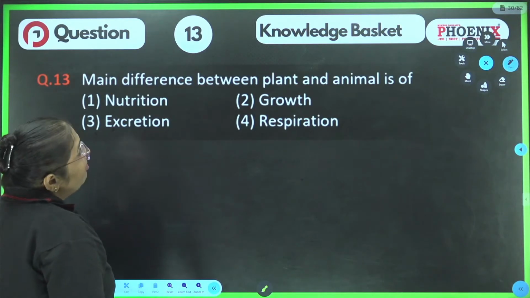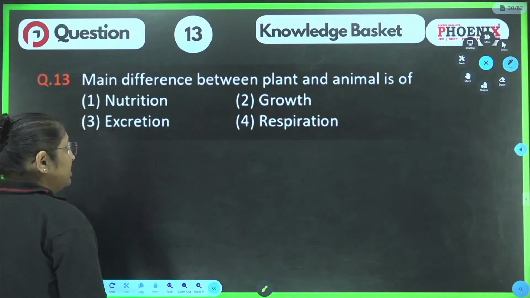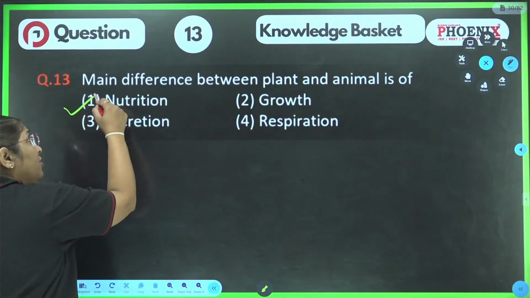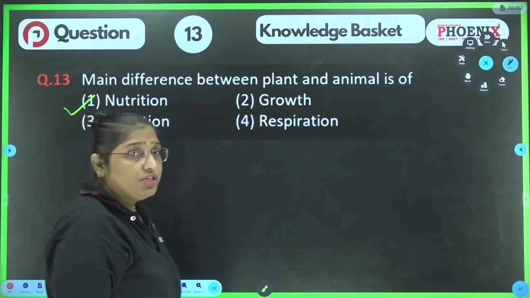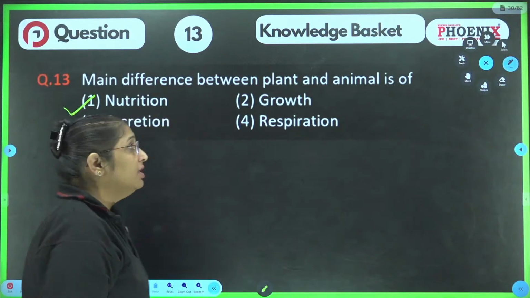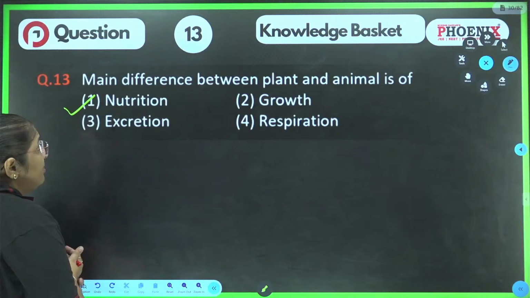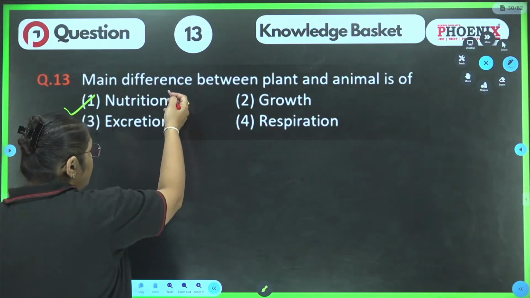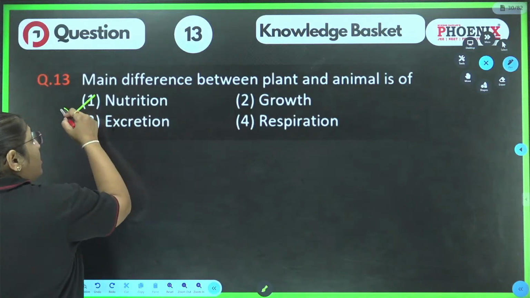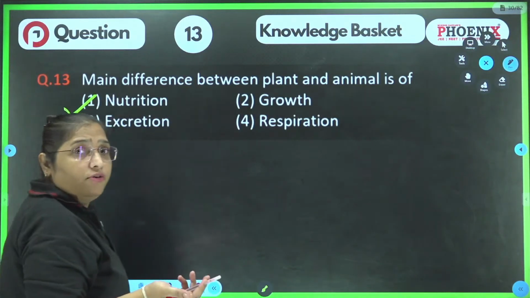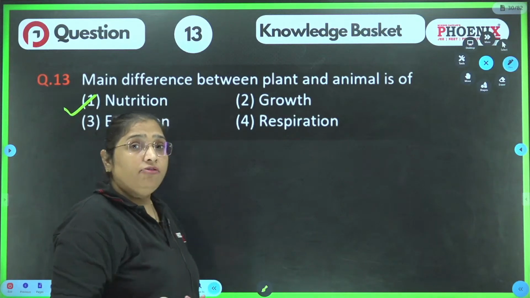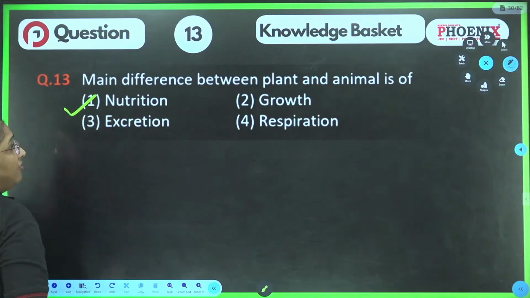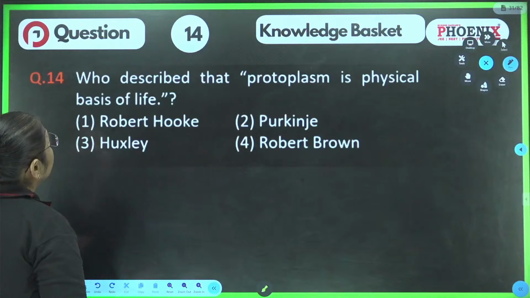Main difference between plant and animal cell is about their nutrition. Plant cell nutrition is different and animal cell nutrition is different. Basically plant cells make their own nutrition, they are autotrophs, right? They do the photosynthesis. So basically the difference is nutrition.